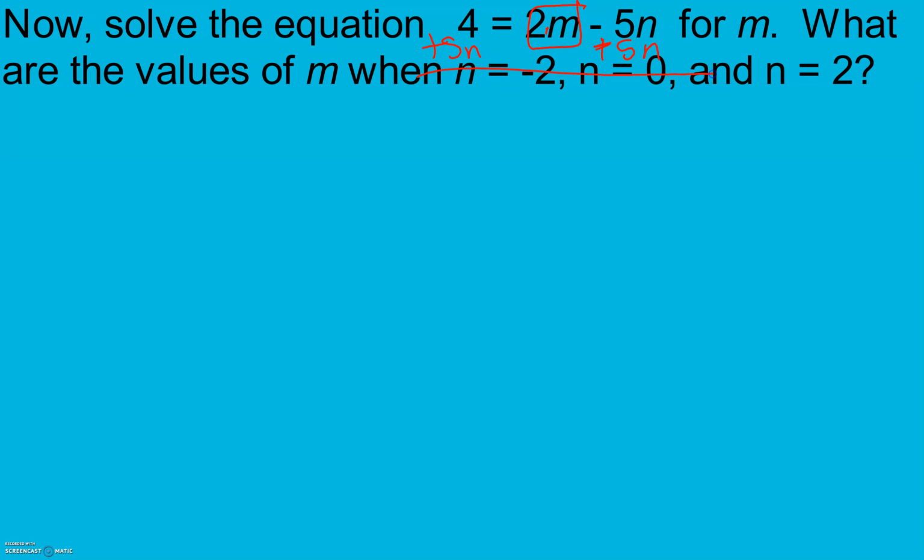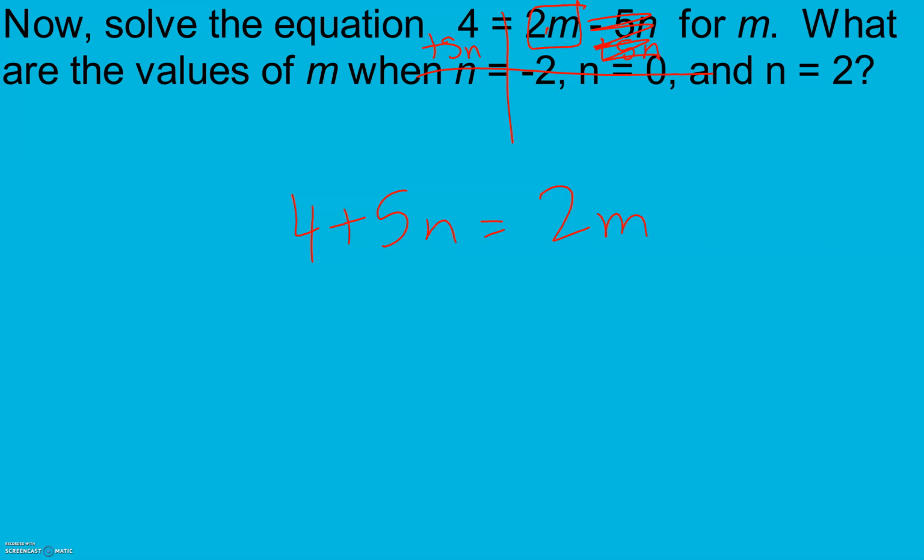We get rid of it the same way. So -5 of something plus 5 of something, even though they're n's, still gets us to 0. And whatever we do to one side, we've got to do to both. So here, 4 plus 5n equals 2m. And I can't put my 4 and 5 together because they're not like terms.